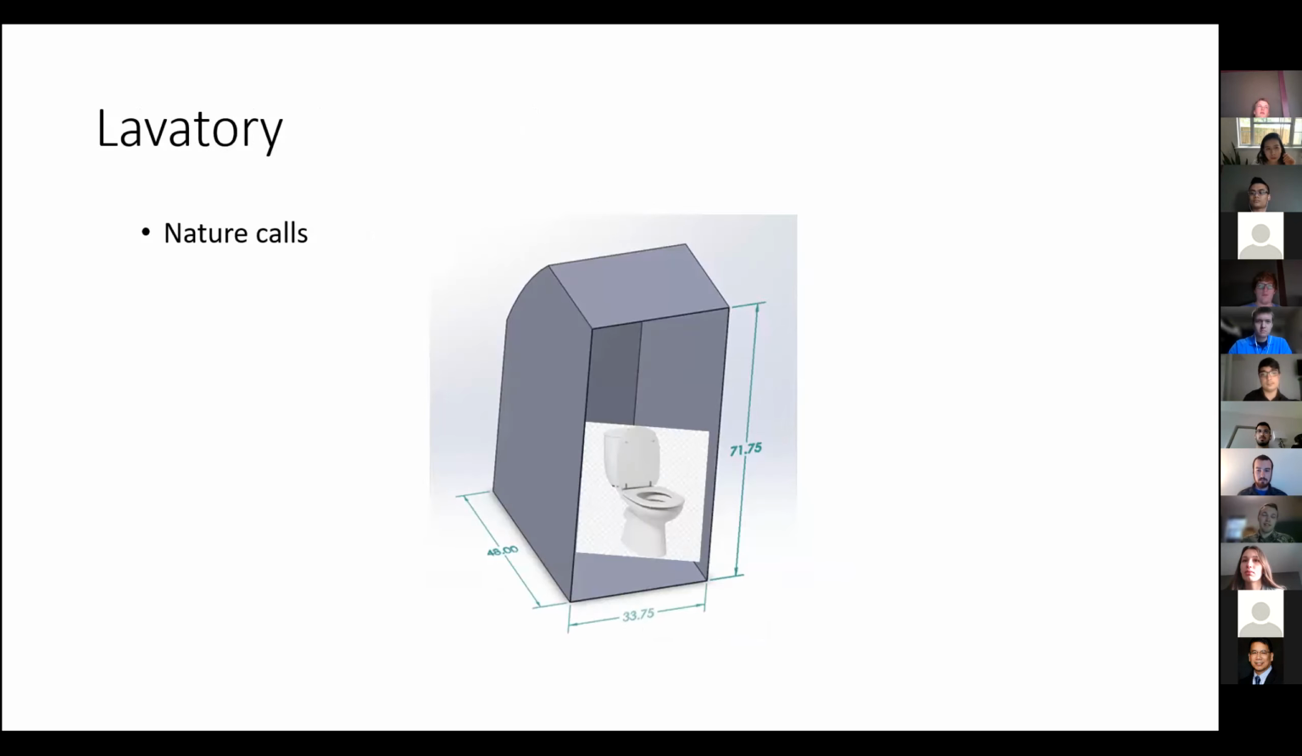We decided to include a lavatory. Here's a rough model of it. This is for longer flights, for example, the ferry mission that's required in our request for proposal, just to make the crew a little more comfortable. This lavatory is located directly next to the flight engineer station, also facing out the left window when you walk into it.